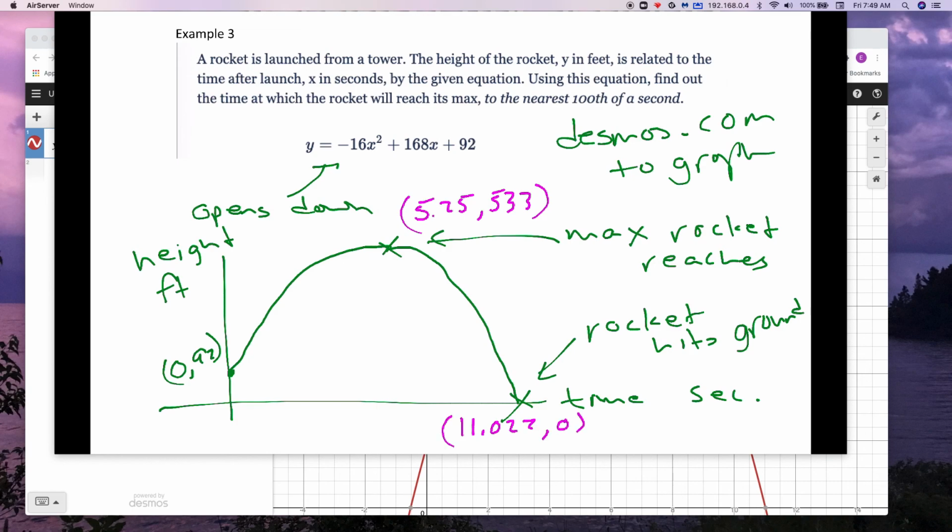So when it's asking us on here, using the equation, find the time the rocket will reach its maximum, that's this value right up here, right? To the nearest hundredth of a second, it reaches its maximum at 5.25 seconds. It hits the ground at 11.022 seconds. Hopefully that helps. If you have questions, let me know.